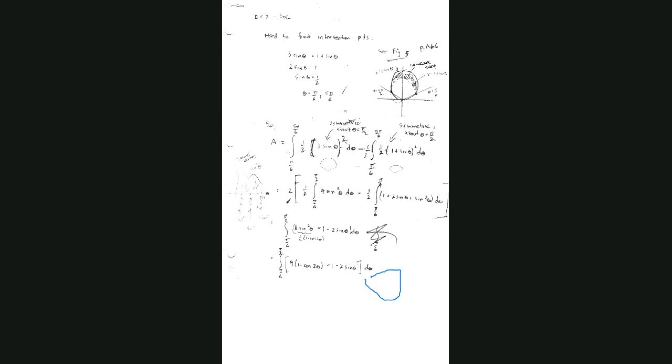Okay, all right. Well, the sine squared of theta, of course, we're going to replace that. We're going to replace the sine squared of theta here with the identity 1/2 times 1 minus the cosine of 2 theta. And so we're going to get the integral from pi over 6 to pi over 2 of 4 times 1 minus cosine 2 theta minus 1 minus 2 sine theta d theta.